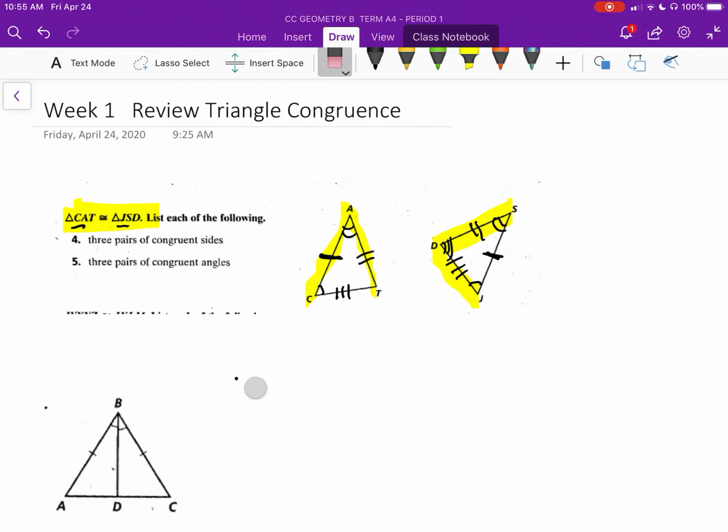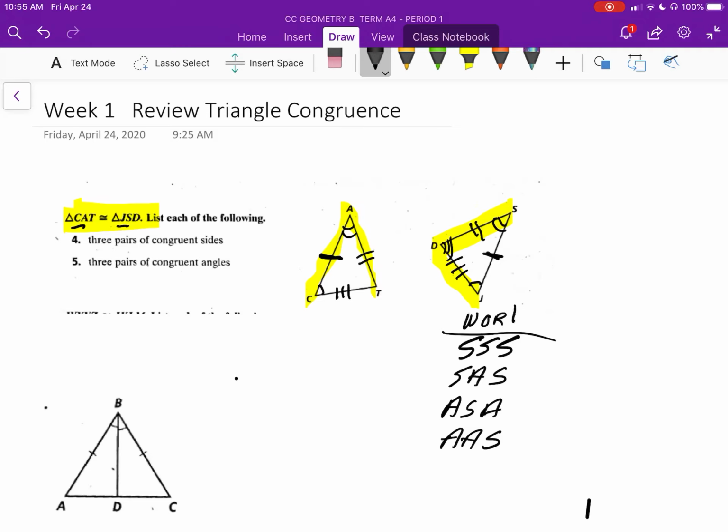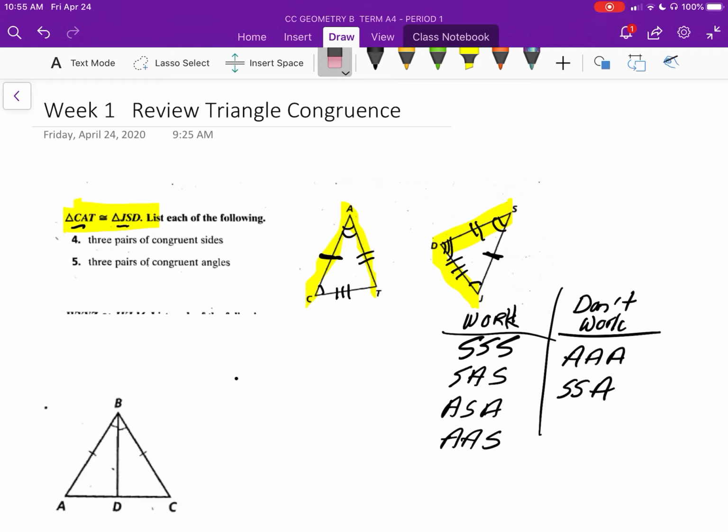So we have a number of different theorems that are going to help us prove triangle congruence. And if you recall, they are the following. We can either have side, side, side; side, angle, side; angle, side, angle; or angle, angle, side. These all work. And the ones that don't work are angle, angle, angle, or side, side, angle. Those are not, or any other combination where we're not given everything in this first column.